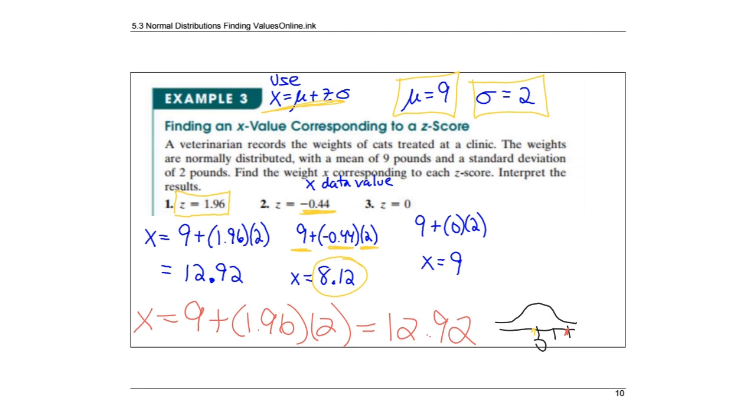Now for this last one, they took z equals 0. Well, z equals 0 is smack dab in the middle, and so that should be the mean. But if we put everything in, put your mean in, put the z value of 0, standard deviation of 2, sure enough, you're going to get the mean of 9.